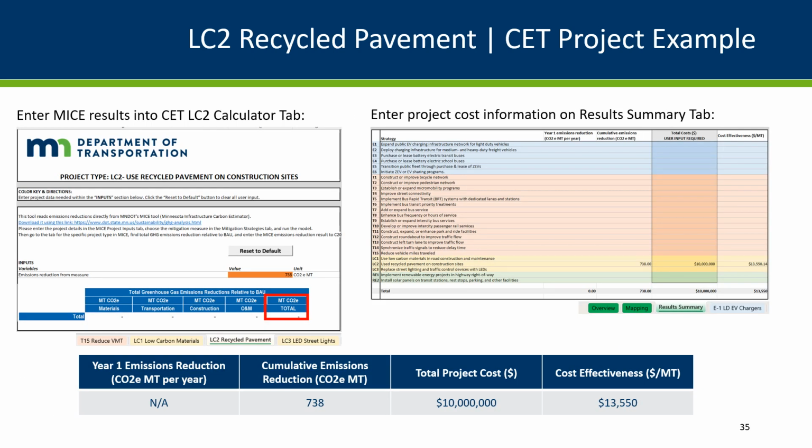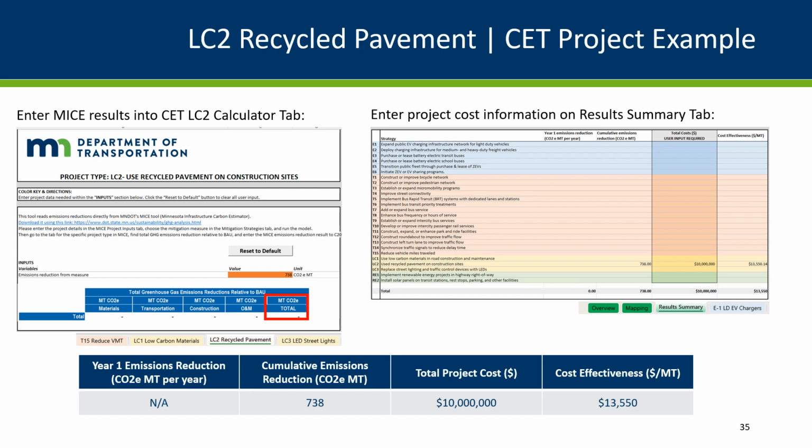Once we have the results calculated from the MICE tool, we take that and input it into the specific tab on the CET, as we can see here on the left. Then the results are going to populate within the Results Summary tab, where we will add the total project costs in order to get the cost effectiveness of the project.